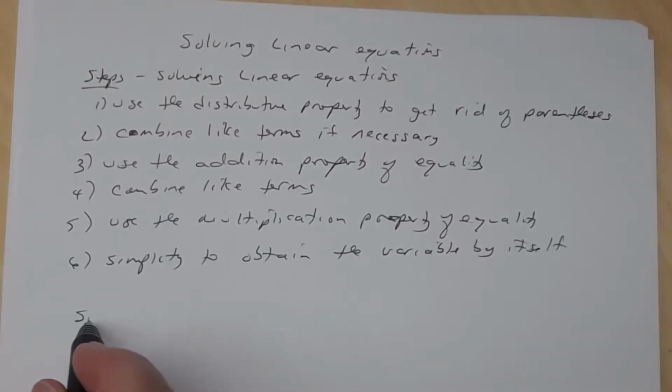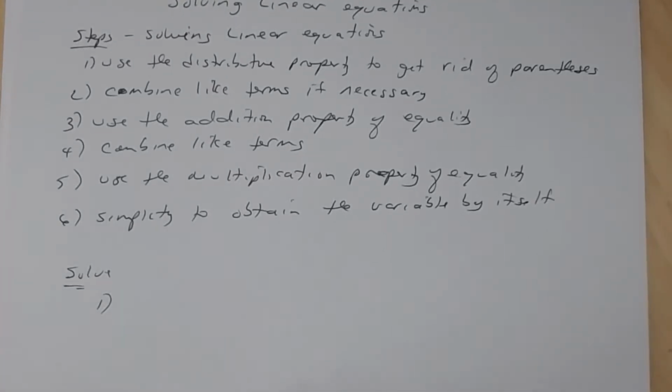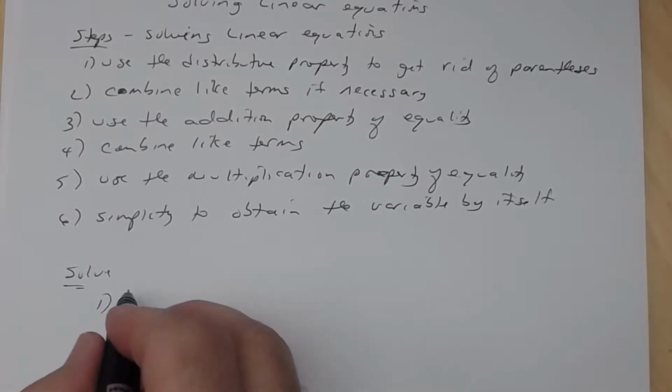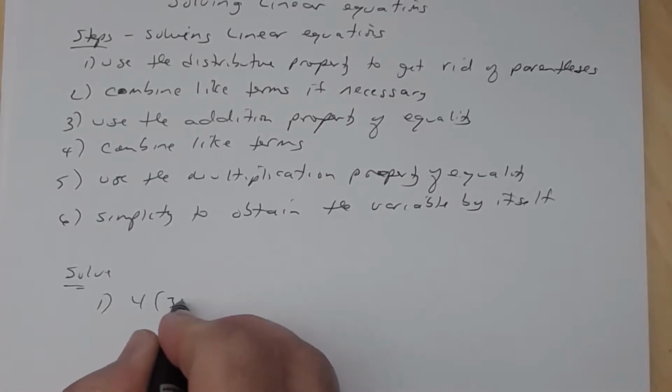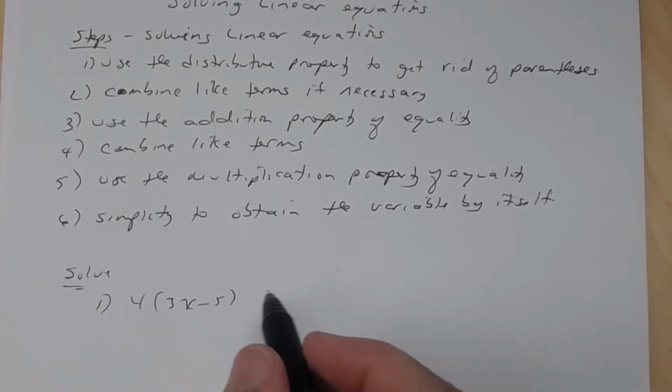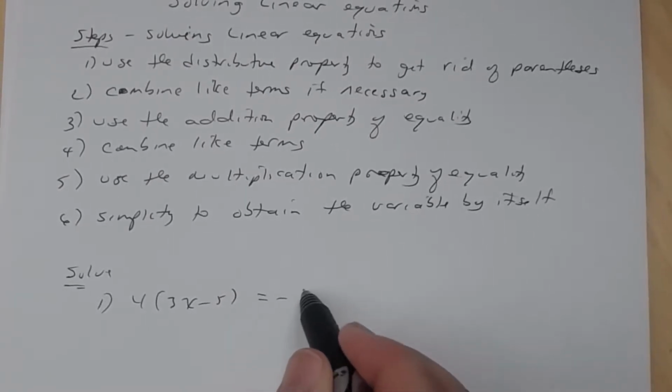So you're going to solve these linear equations. And again, in this course, for the most part, you're dealing with linear equations, or for this lesson. Okay, so number 1, let's suppose we had 4 times 3x minus 5, and that's equal to negative 8.